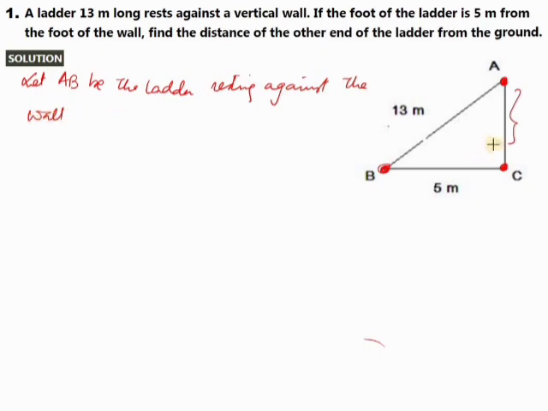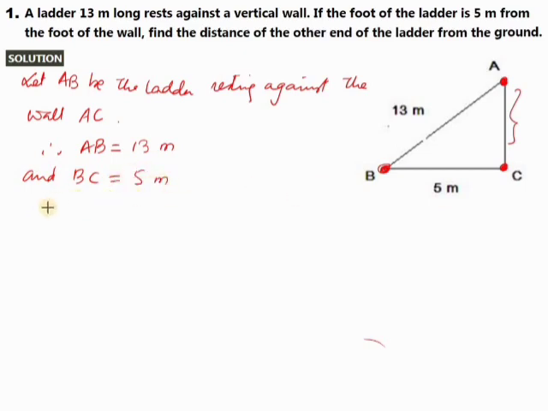Here the wall is AC, isn't it? AC. So therefore we have AB, which is given to be equal to how much? 13 meter. Okay, and we have been given BC.